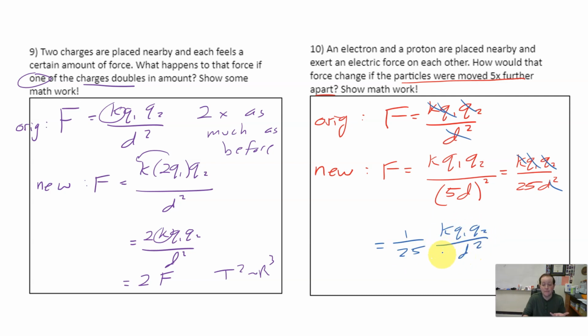So, how has the force changed? It's 1/25 times as much. It's gotten smaller by 25. It's as if I found the force and then divided it by 25. Or another way, 1/25 times as much. These are weird because they're a little different, but again, you're just doing a little simplifying after you plug in the change, quote unquote. All right, let's move on.